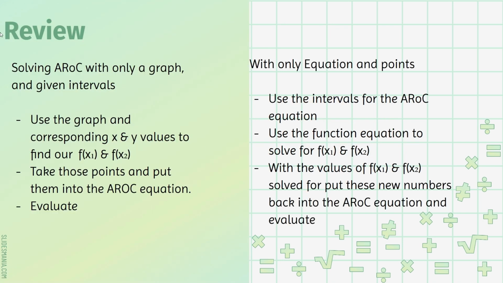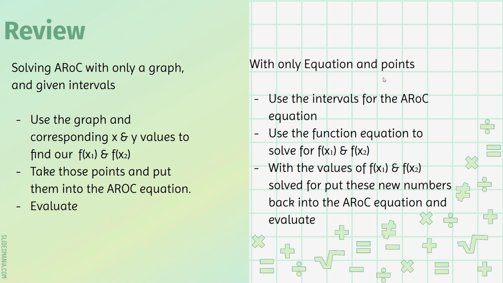Review. Solving average rate of change with only a graph and given intervals, we use the graph and corresponding x and y values to find our f of x1 and f of x2 values. We take those points, f of x1 and f of x2, and we put them into the average rate of change equation, and then we evaluate.